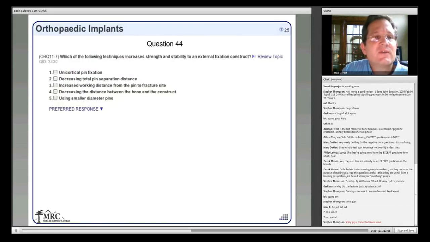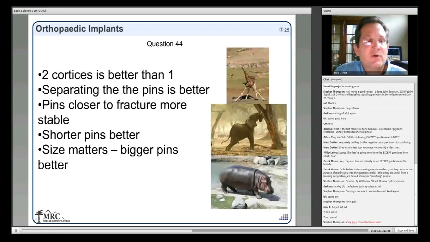The first question we've got is on orthopedic implants, and the question reads, which of the following techniques increases the strength and the stability to an external fixation construct? They're trying to see how much you know about the biomechanics of an X-fix.